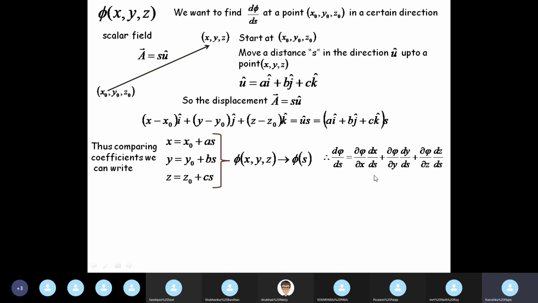Clear? And once again, I keep repeating this: all that you are seeing on these slides, you have to do by hand on pen and paper. Only then will you get a feel of what I am saying.